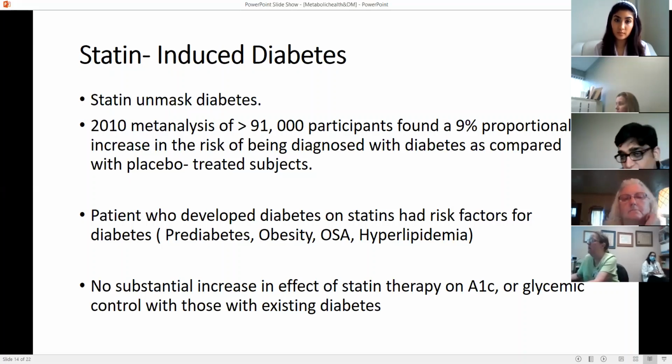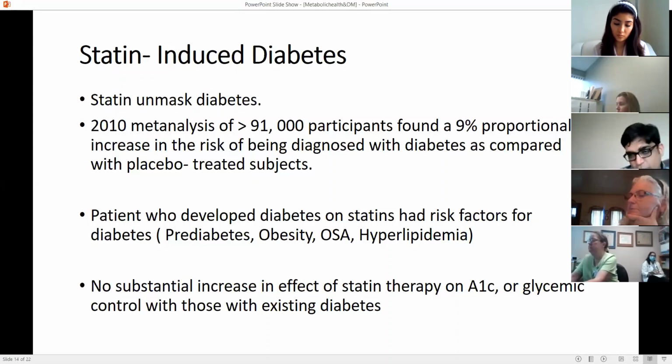So the data right now is that statins have a small chance of inducing diabetes, but not in a normal individual, not in all patients. If you already have risk factors, pre-diabetes, obesity, and a sedentary lifestyle, then there is no substantial increase in the blood sugars when you put the patients on a statin, even a high intensity statin. So putting them on a statin will not make their diabetes worse.